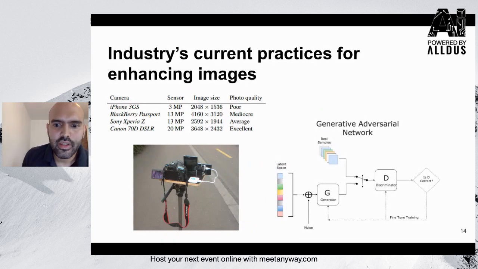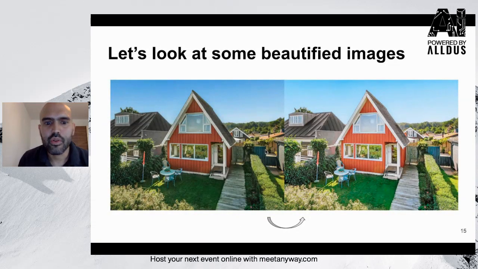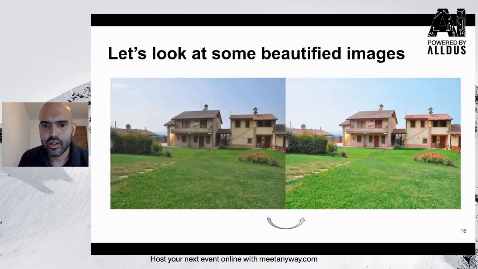So we're currently using a generative adversarial network to enhance the quality of our images. We have been using this GAN that emulates the quality of a DSLR camera, and it was trained with co-registered pictures from smartphone cameras, and we have been obtaining quite nice results. So here you can see some beautified images that we have obtained with our GAN. The results are quite nice on images that have a lot of vegetation.